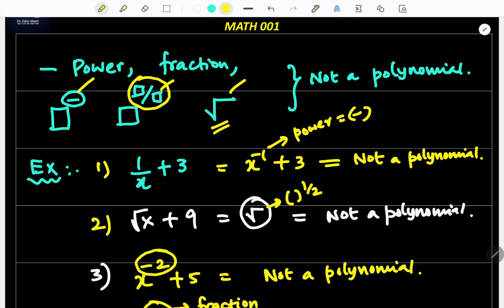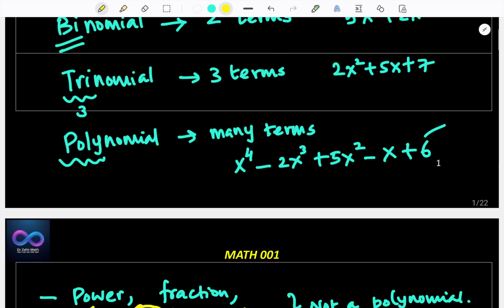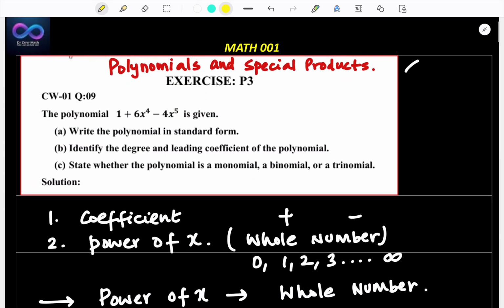Okay, got it everybody? So again I'm telling you, polynomial means the power of x must be whole number 0, 1, 2, 3 and so on. If you see a fraction power or negative power, then it is not a polynomial. Okay, right. Let's go and do these questions. The questions are very, very simple.